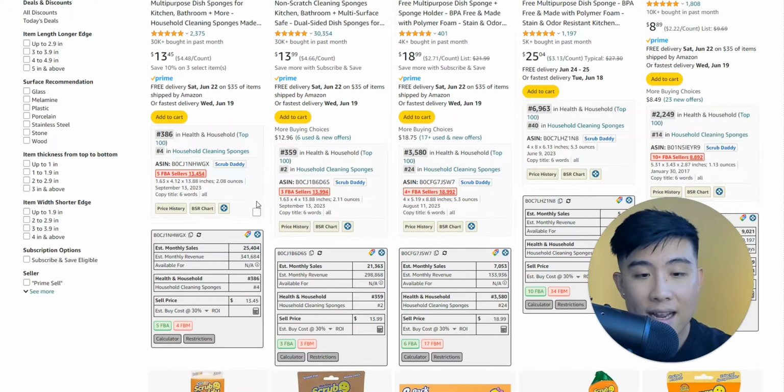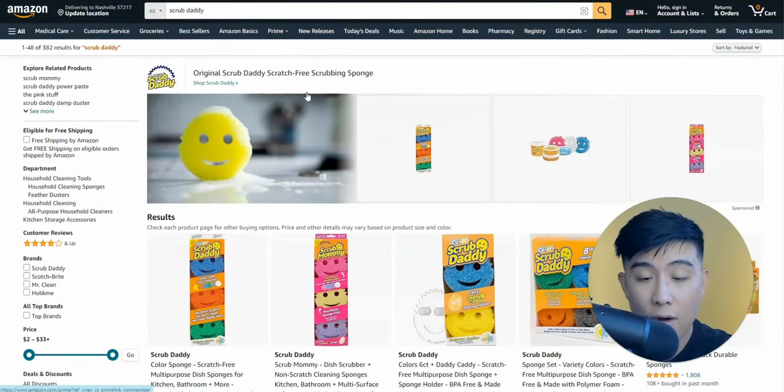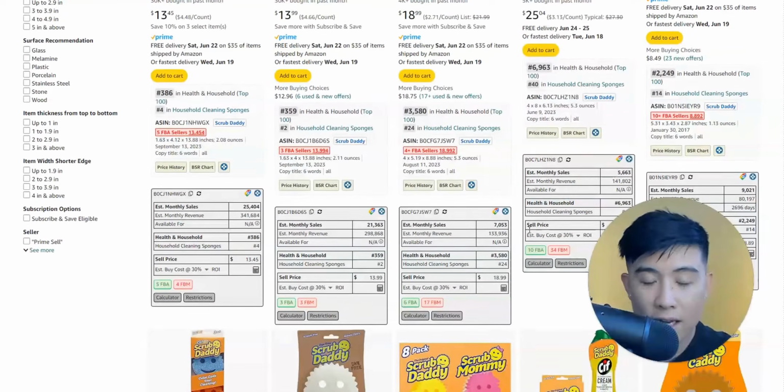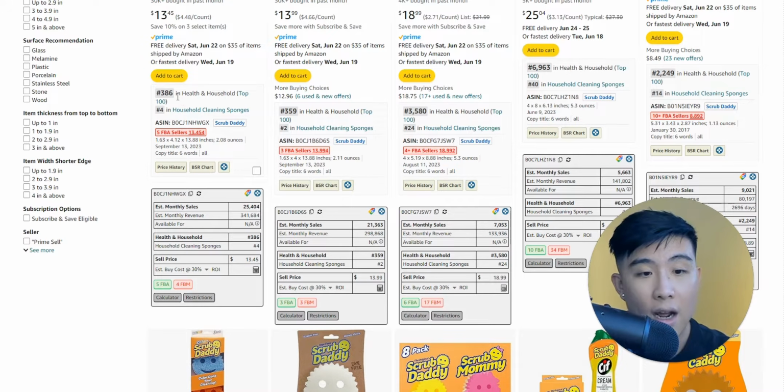So for DS Amazon Quick View, this is the pop-up. When I search, for example, Scrub Daddy, this whole pop-up shows up for each individual listing, and it shows the BSR. The lower the BSR, the better. It also shows you the sales in each specific category, which isn't too important. It gives you the ASIN, it shows you the brand, and it shows you the number of FBA sellers. So essentially, this is all the information you need.